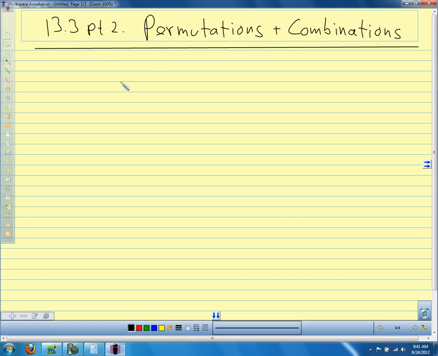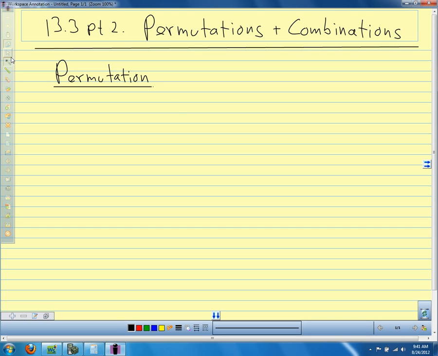So let's talk about what a permutation is. A permutation is really just an arrangement. Permutation is another way of saying an arrangement. How do we arrange things? And we're picking from a bigger group and making a smaller arrangement.